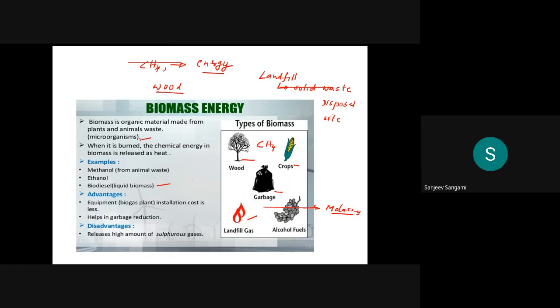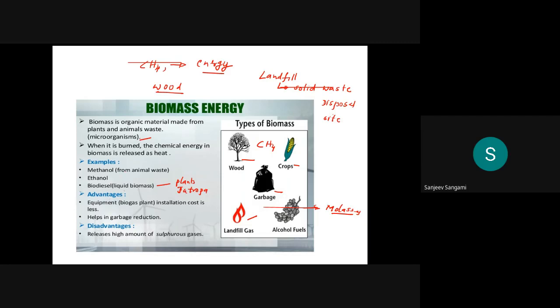For biodiesel, normally we use some plants. That plant is called Jatropha. Jatropha is one plant which is used to produce the biodiesel. The biomass of this Jatropha plant also acts like an energy carrier, and nowadays in many places they are utilizing it also, but the quantity is very less.